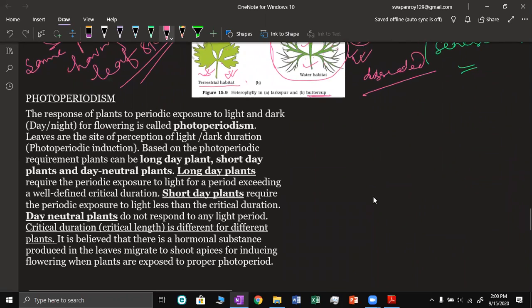Another thing related to growth and development is phototropism and vernalization. Photoperiodism. Photoperiod.